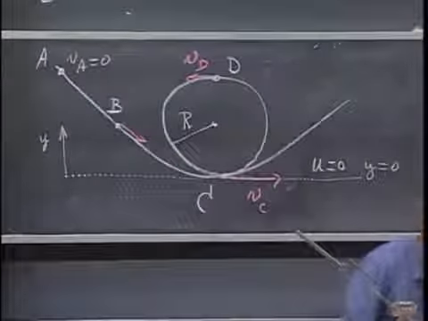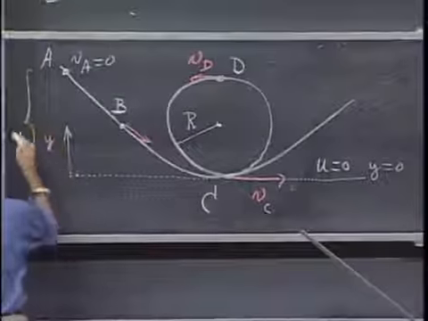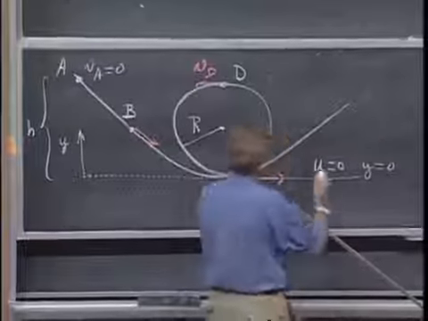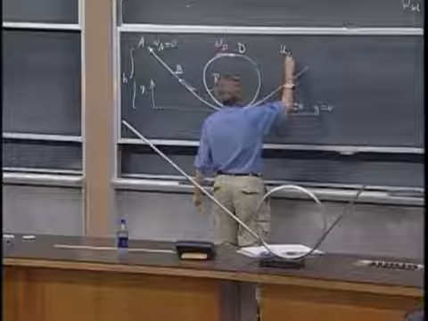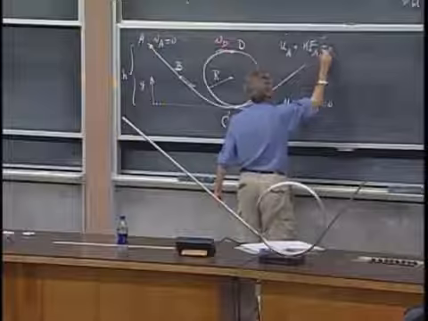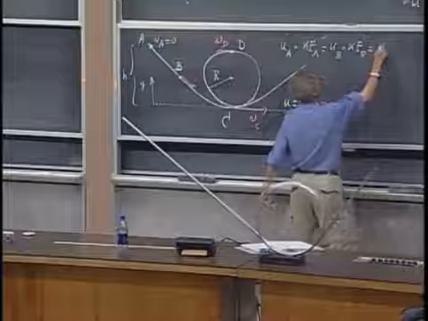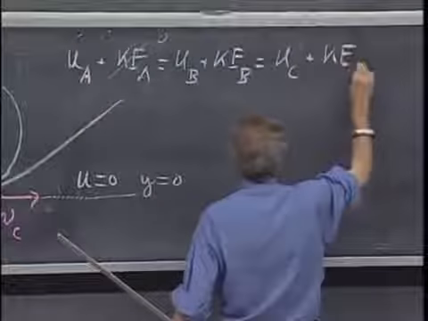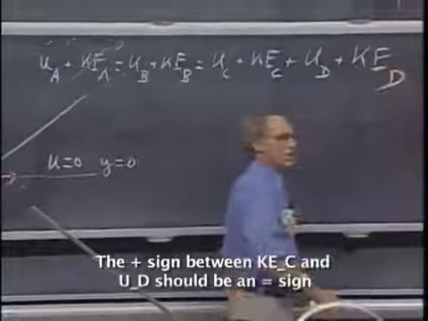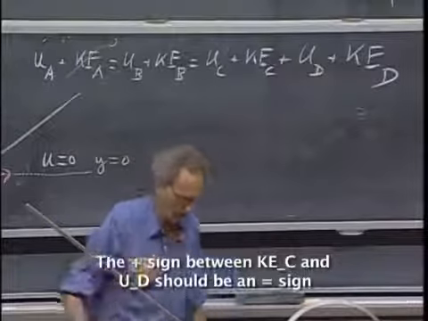Okay, I start off, point A is at a distance h above this level. And so I apply now the conservation of mechanical energy. So I know that U at A plus the kinetic energy at A, which is 0, must be U at B plus kinetic energy at B, must be U at C plus kinetic energy at C, must be U at D plus kinetic energy at D, if there is no friction, if there are no other forces, only gravity. So no energy is lost in terms of friction.